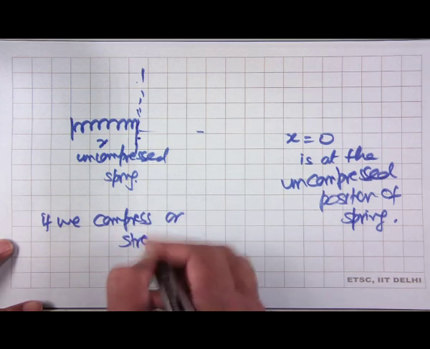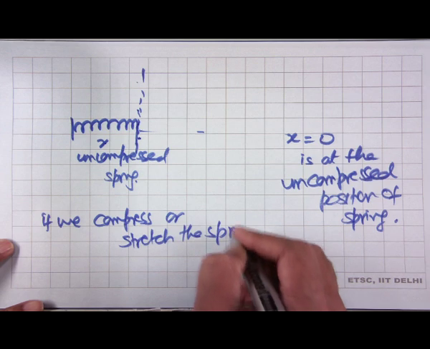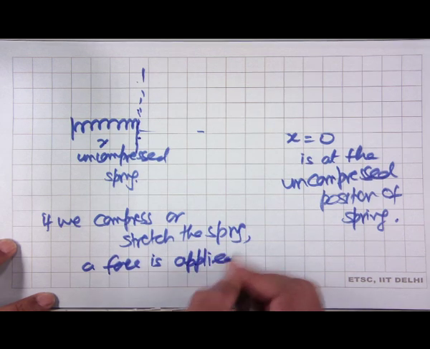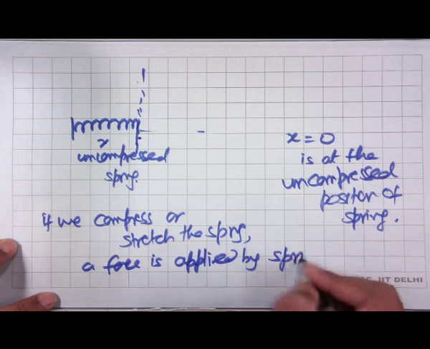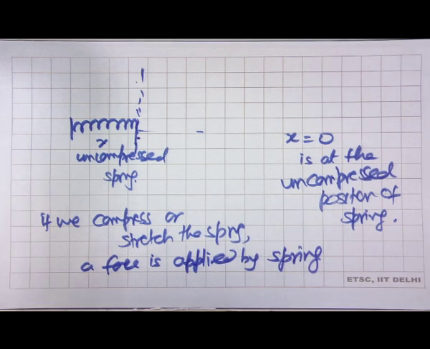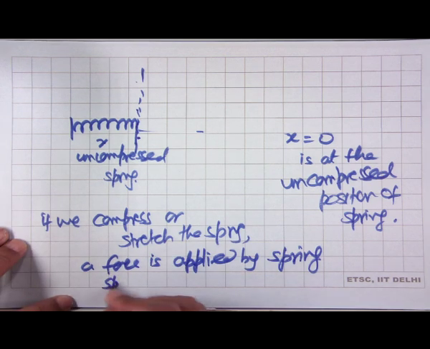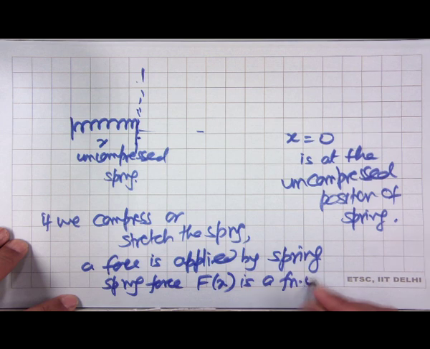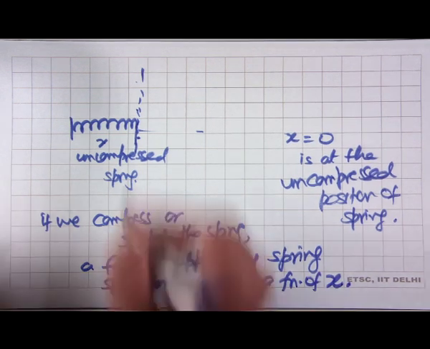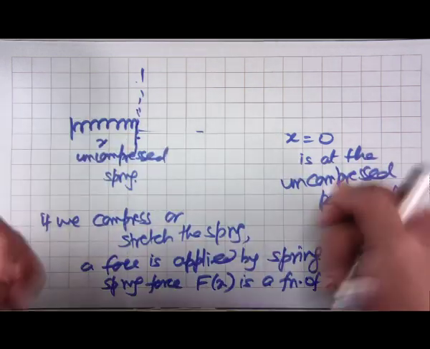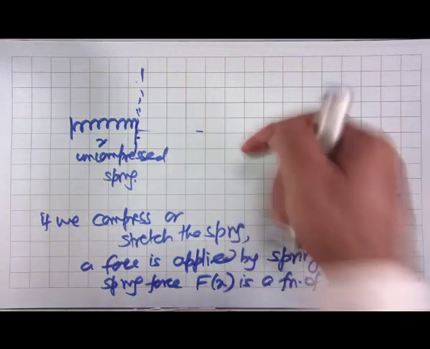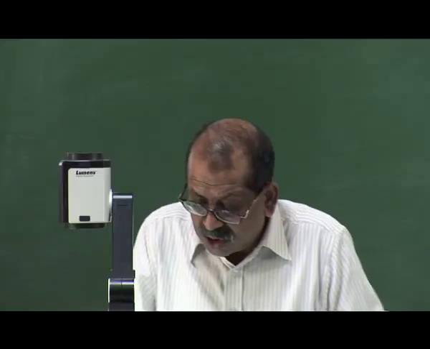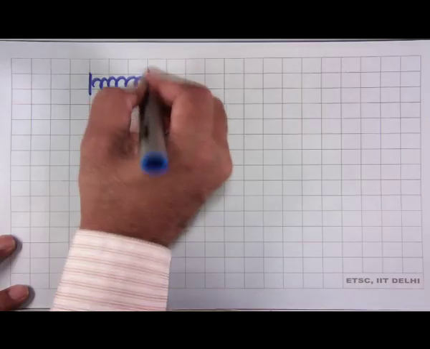or stretch the spring, a force is applied by the spring, and the spring force, if I write it f of x, is a function of x. So, now x is equal to 0 is the uncompressed position of the spring. So, when x is 0, there is no force of the spring, but let me draw this again. So, this was the spring, this is uncompressed.